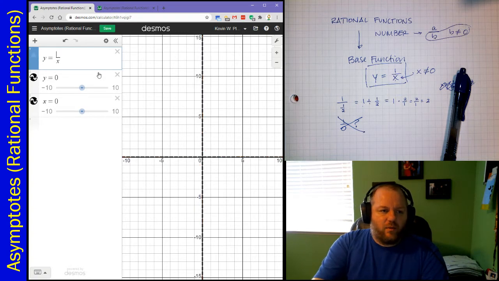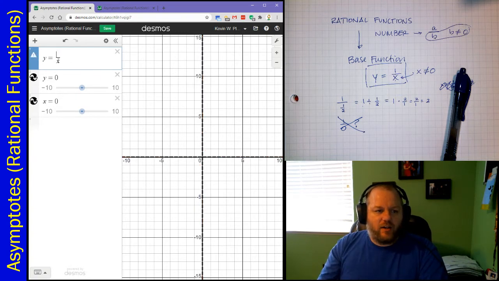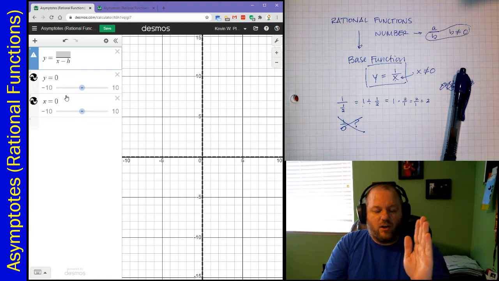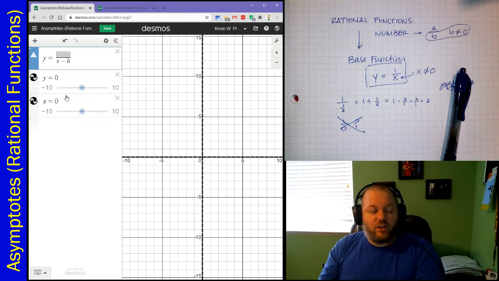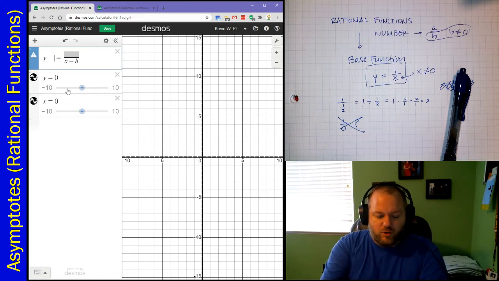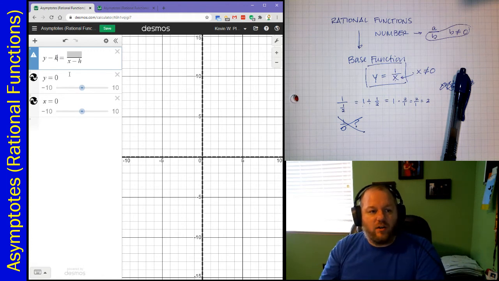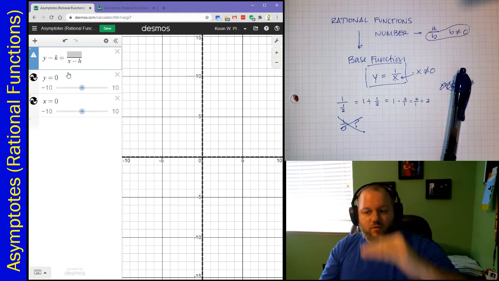So we can move it left or right, and we do that with the idea of x minus h, where h is how far you've moved it left and right. It's inverse to the number, which is why it's minus h. You can also subtract k from here, meaning that's how far you move it up and down.